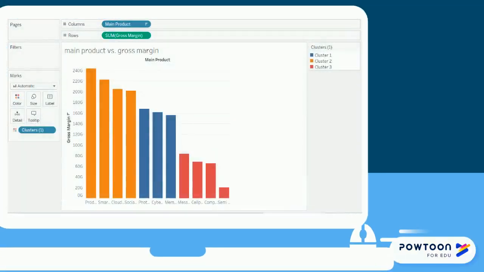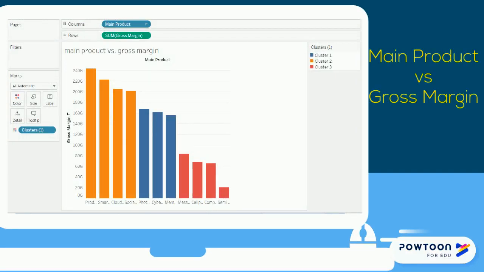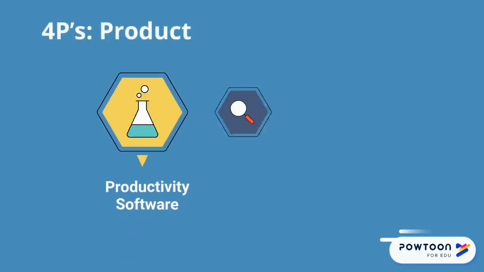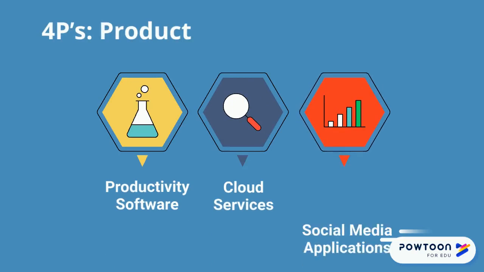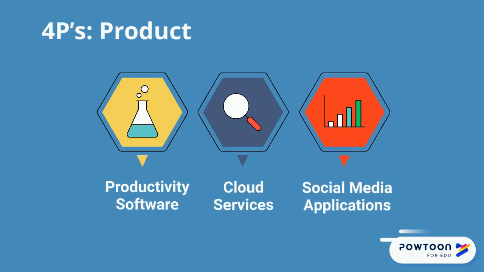In this Tableau analysis, we can see that the majority of high profit margin products are services such as productivity software, cloud services, and social media applications. The results of these first 2 hypotheses help to indicate that for our product, or one of our first 4 Ps, we should use productivity software, cloud services, and social media applications to expand overseas.